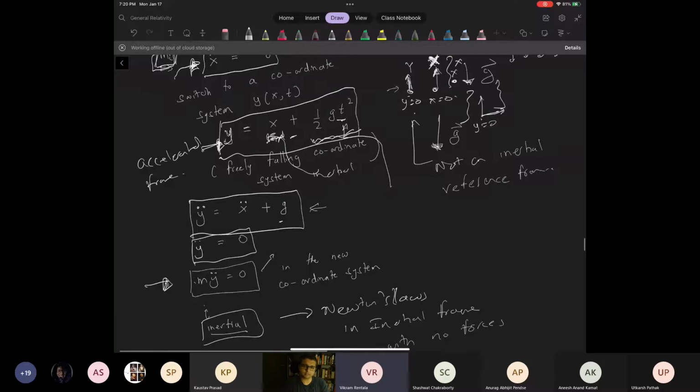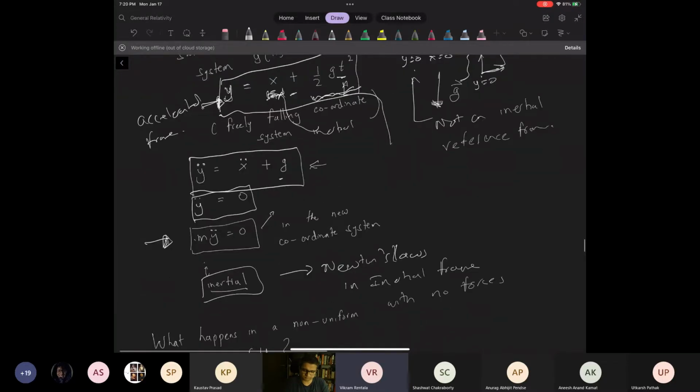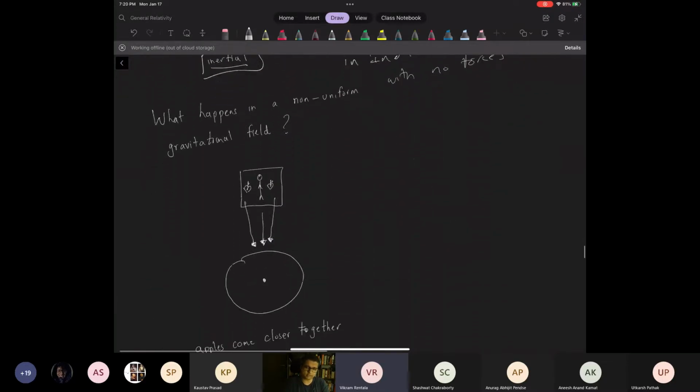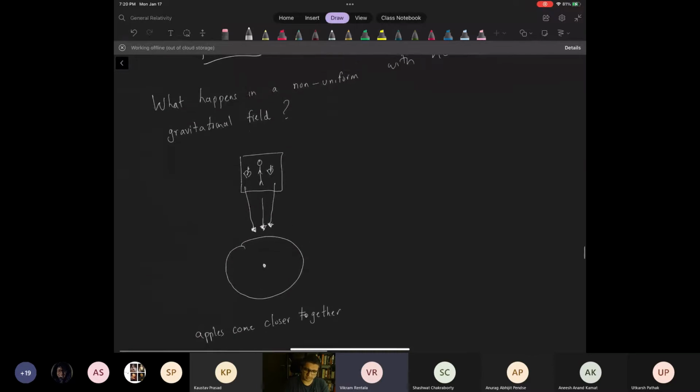Now the question is, what happens in a non-uniform gravitational field? Is there any way to tell that you're in a non-uniform gravitational field? And the answer is yes. Suppose, again, let's consider this thought experiment of falling not so close to the surface of the Earth that you can approximate the gravity as just downwards. Really, what we know is if you're sufficiently high, then you will see that the force on this apple, let's say, acts towards the center of the Earth, and the force on you acts towards the center of the Earth.